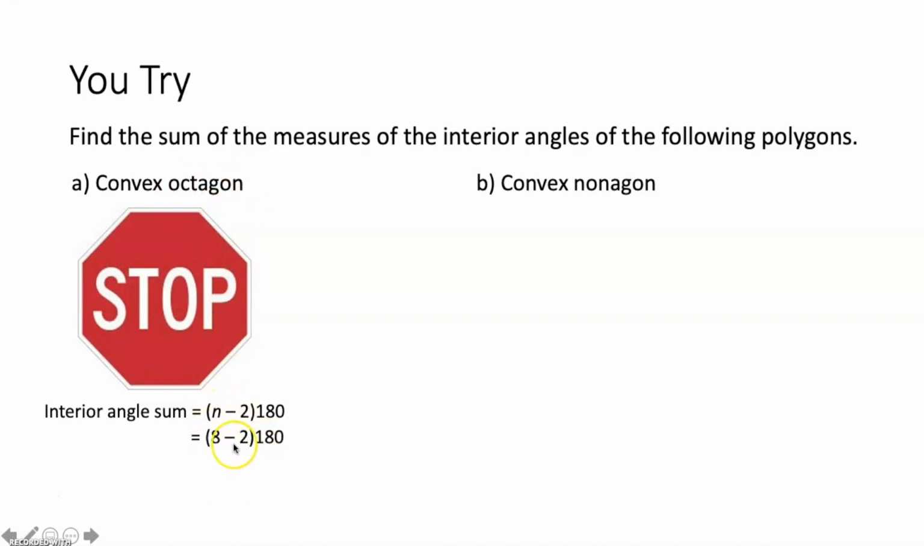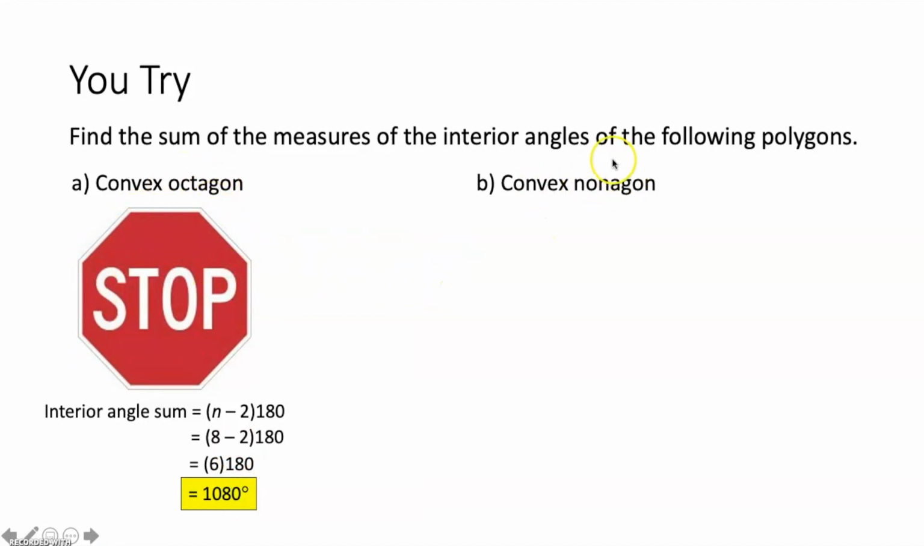To simplify this, I need to simplify what's inside the parentheses first based on my order of operations. So 8 minus 2 gives me 6. Then I can multiply the 6 times the 180 and I get 1080 degrees. That's the sum of the interior angle measures of this given octagon.